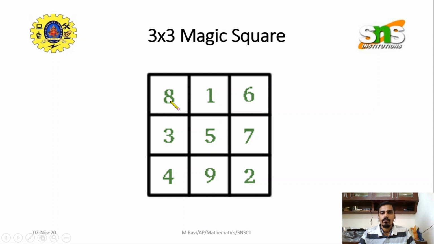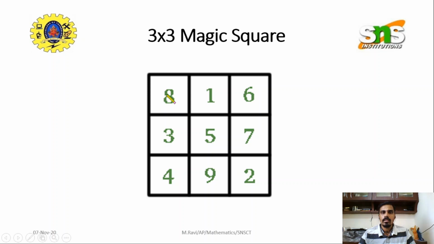What is the row sum? 8 plus 1 is 9, 9 plus 6 is 15. And this is 3 plus 5 is 8, 8 plus 7 is 15. 4 plus 9 is 13, 13 plus 2 is 15. Okay, and similarly add the columns.